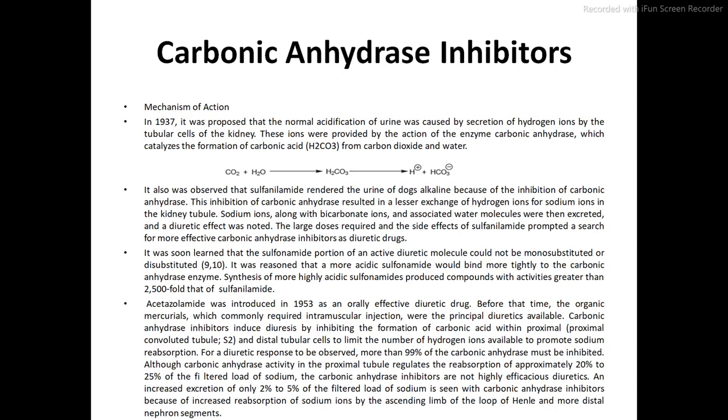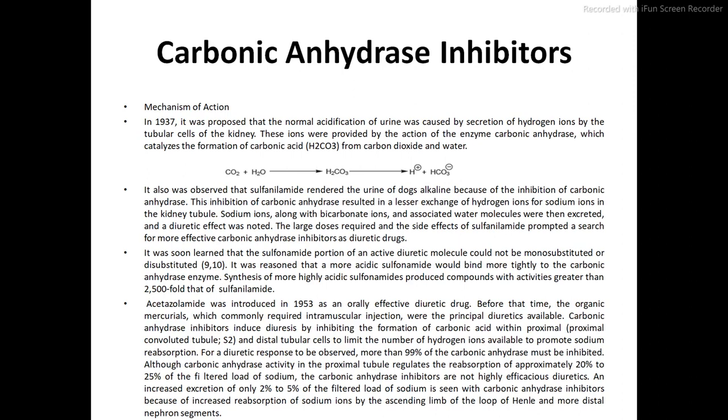By this monosubstitution or dissociation of the sulfonamide portion of the diuretic molecule, that diuretic drug becomes alkaline. But we want the sulfonamide acidic. If the sulfonamide is acidic, then it can bind tightly to the carbonic anhydrase enzyme. So the synthesis of more highly acidic sulfonamides produced compounds with activities greater than 2500 fold that of the sulfanilamide.